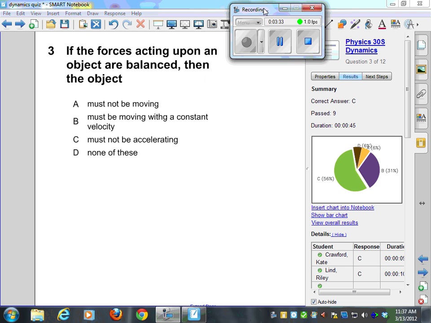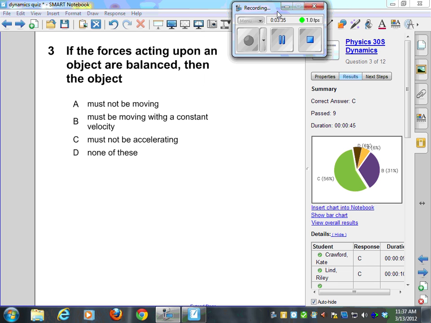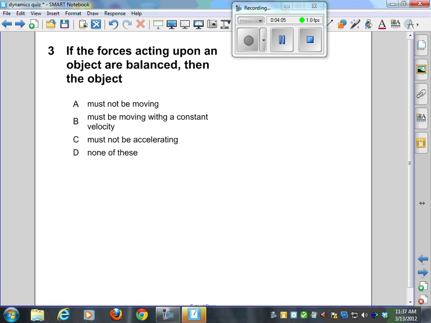Okay. If the force acting upon an object is balanced, then the object must not be moving. Could that be true? Yeah. It could be true, but only if what, Courtney? That could be true if it wasn't moving in the first place. Must be moving with a constant velocity. That could be true, but only if it was already moving with a constant velocity. Must not be accelerating. That is your correct answer, because it could be either one of those, right? So the correct answer is actually C.